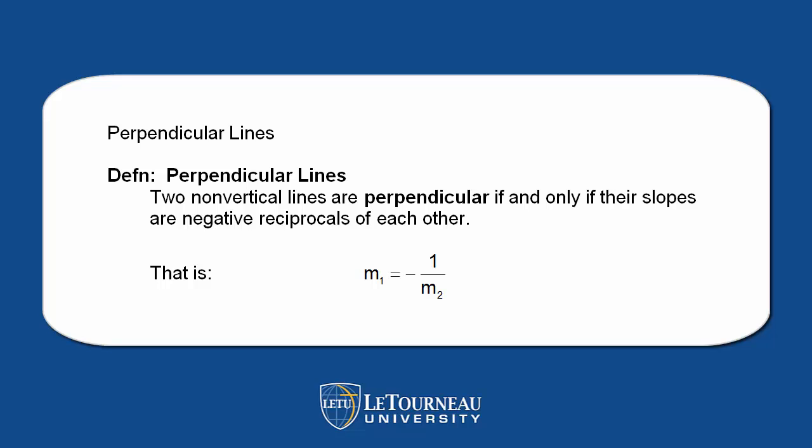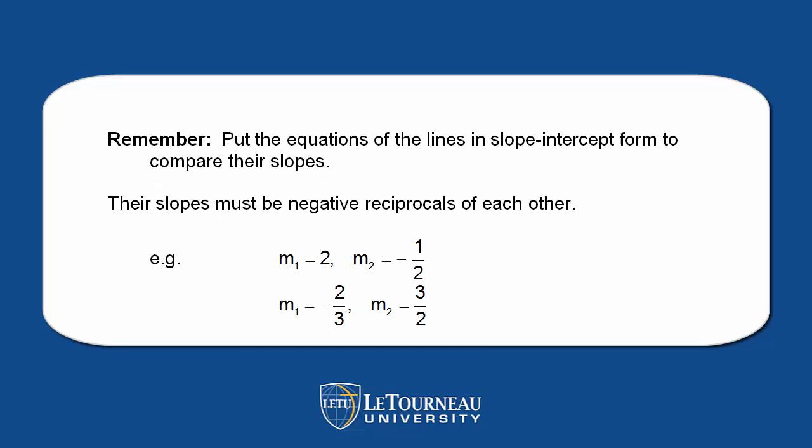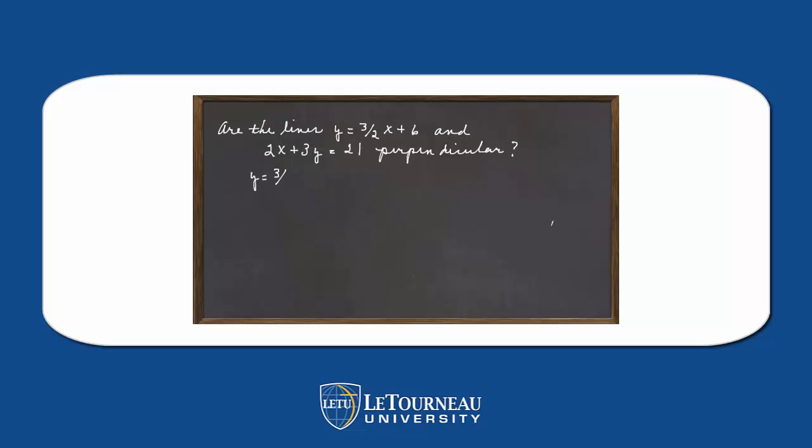Now let's talk about perpendicular. They're always harder, because for two lines to be perpendicular, their slopes have to be negative reciprocals, and it's real easy to get mixed up with your negative reciprocals. Let's look at an example here. Their slopes must be negative reciprocals, so if one is 2, the other one's going to be minus 1/2. If one is minus 2/3, the other one has to be 3/2. Think about that. Let's do some examples.